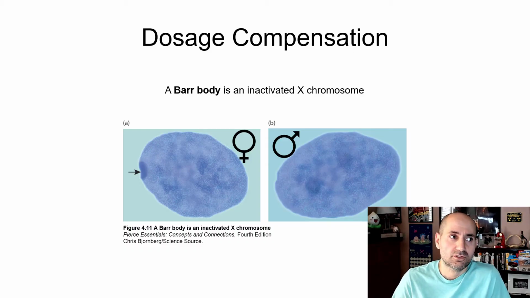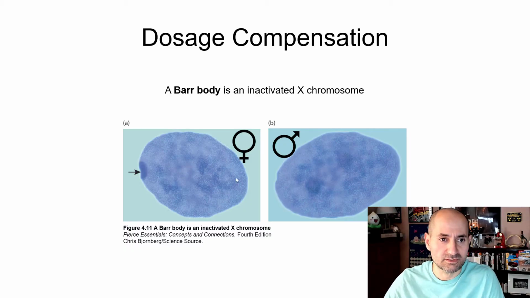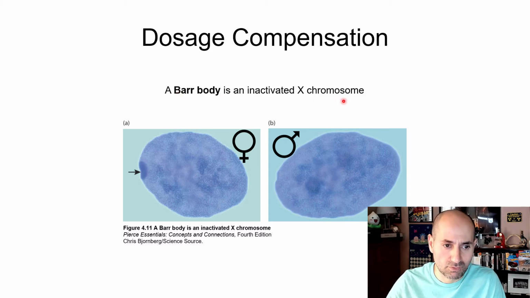So if you're a male, you only have one X chromosome, so the X chromosome is read by the cell. But if you're a female and you have two X chromosomes, then one of those two X chromosomes will inactivate itself. It will form what is called a Barr body. A Barr body is an inactivated X chromosome. And you can actually see it in the nucleus of female cells. And you don't see a Barr body in male cells. And why? Again, because they don't have to inactivate an X chromosome.